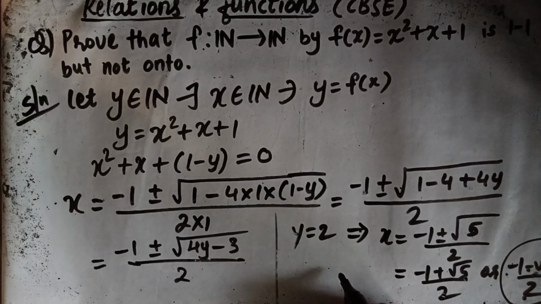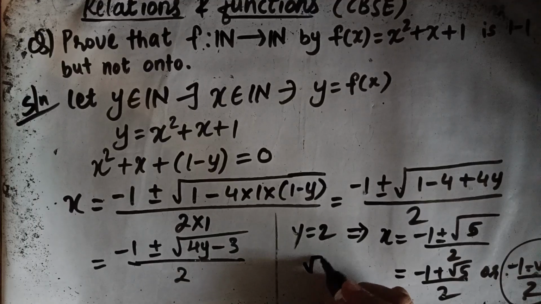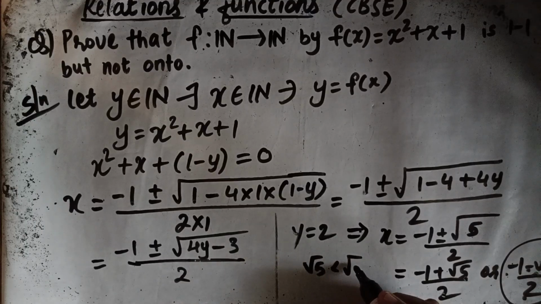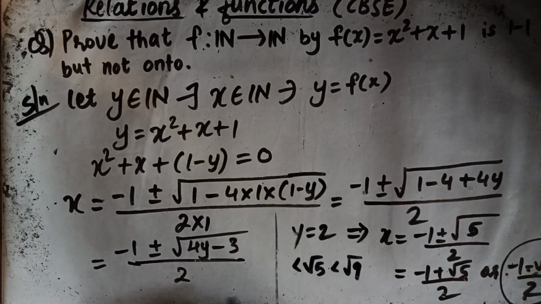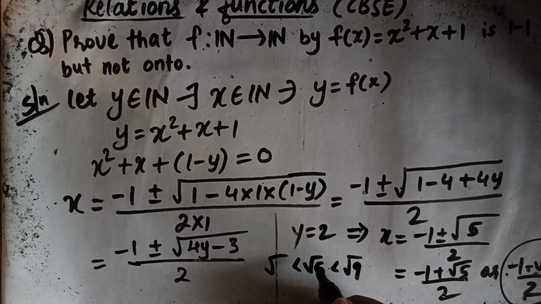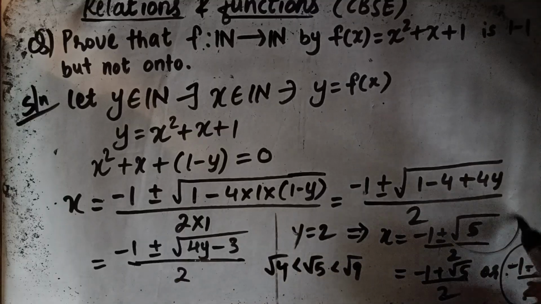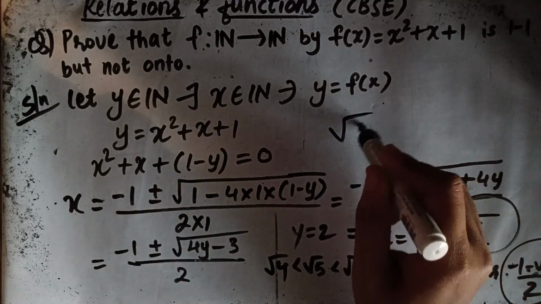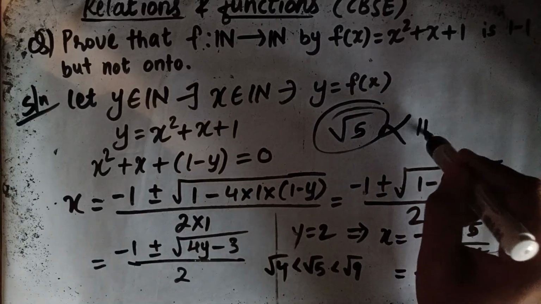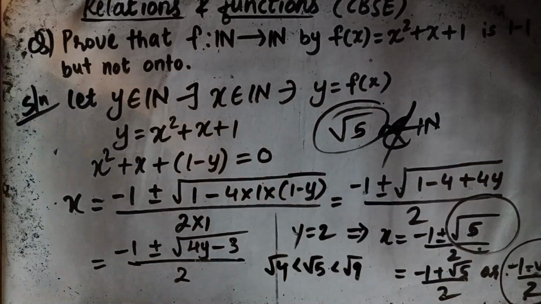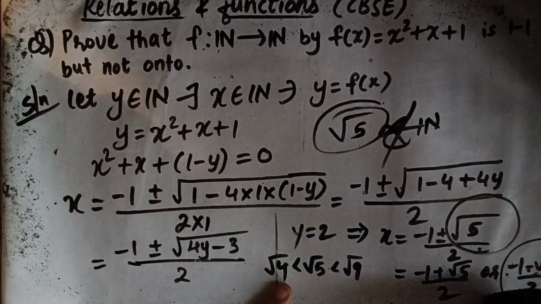This root 5 falls in between root 4 and root 9. x should be a natural number. If you take a number which is under root, this is not a natural number. This does not belong to the natural numbers. So this already proves that this is not onto. This much is enough actually.